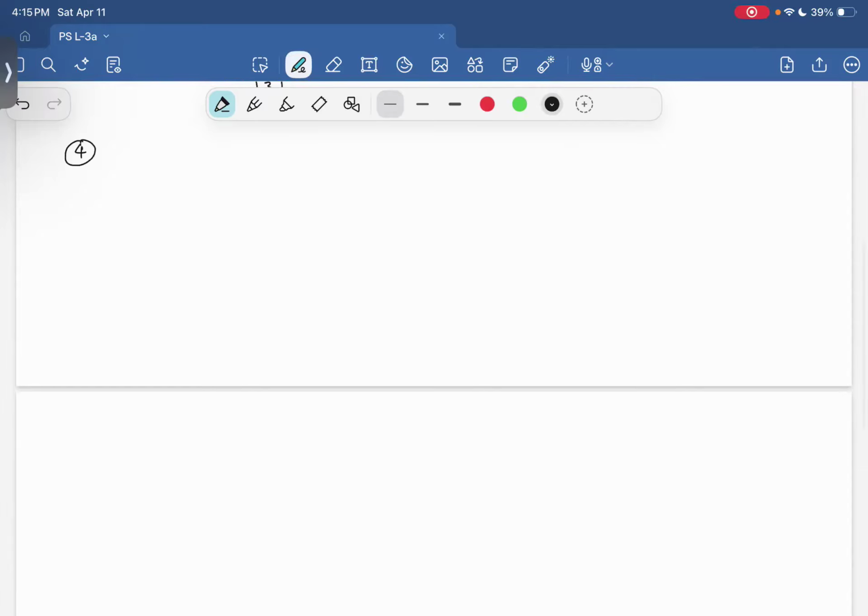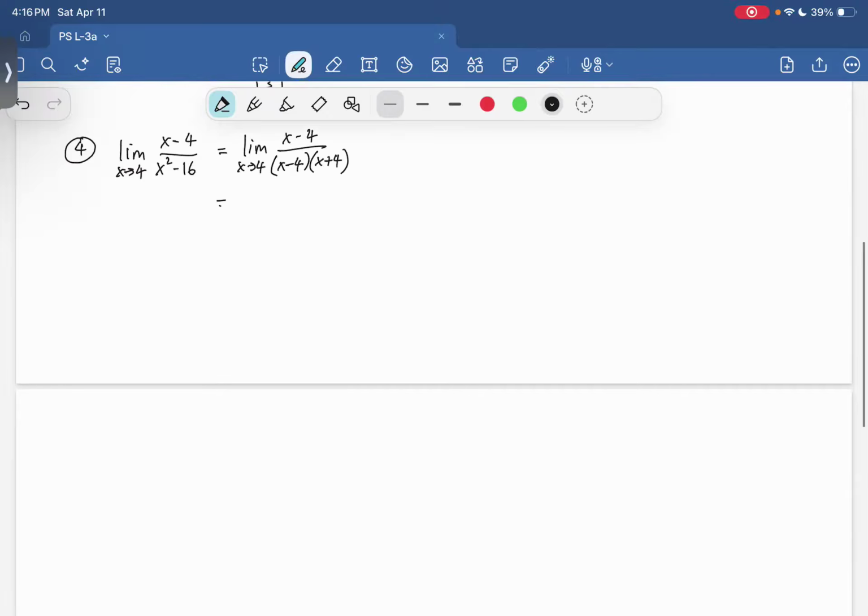Question 4, the limit as x approaches 4 of x minus 4 over x squared minus 16. So we're going to factor the denominator. Going to keep writing the limit symbol. The denominator factors as a difference of squares, which means the x minus 4's cancel. So now we can plug in x equals 4, and the answer is 1/8.